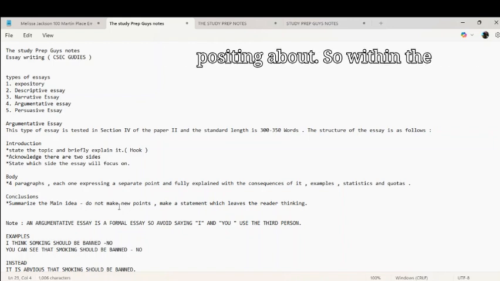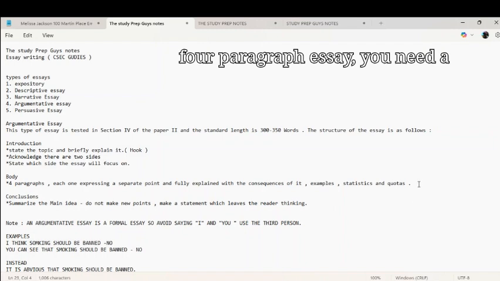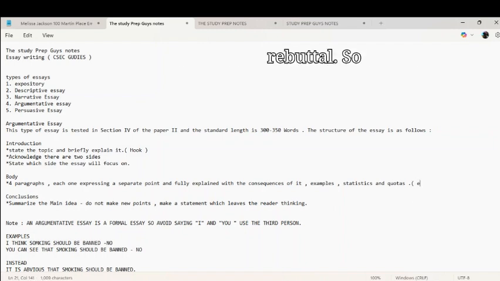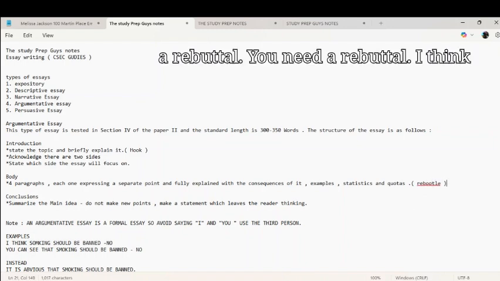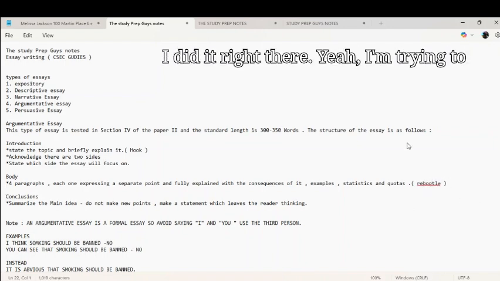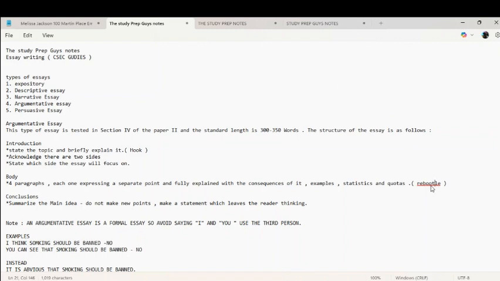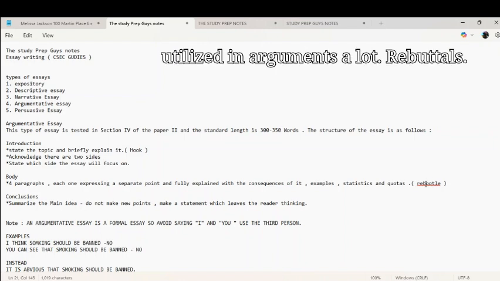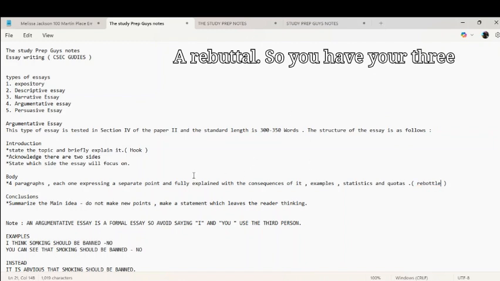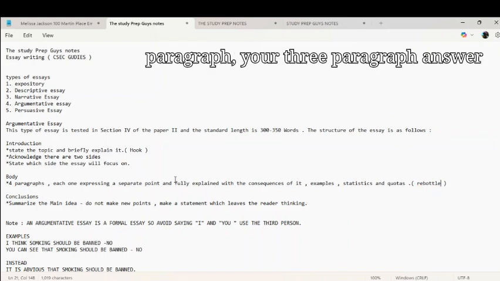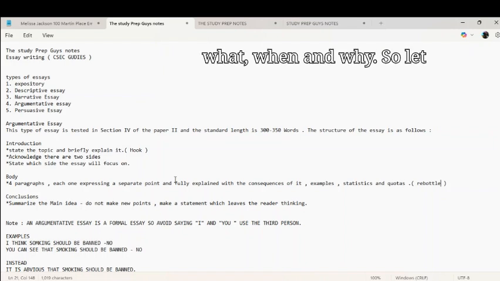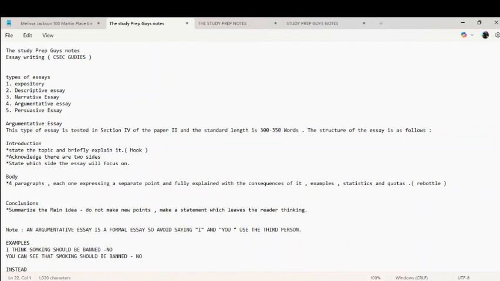So within the 4 paragraph essay, you need a rebuttal. You need a rebuttal. This is something that is usually utilized in arguments a lot. So you have your 3 paragraphs. Your 3 paragraphs answer what, when, and why. So let me just add that there.